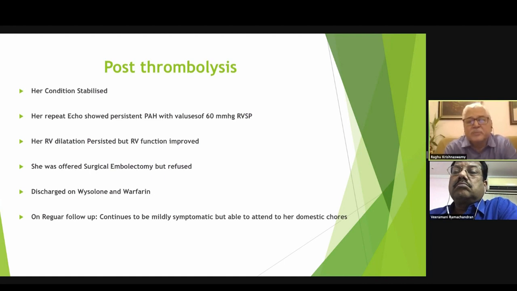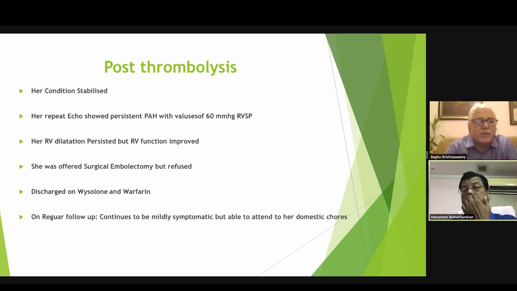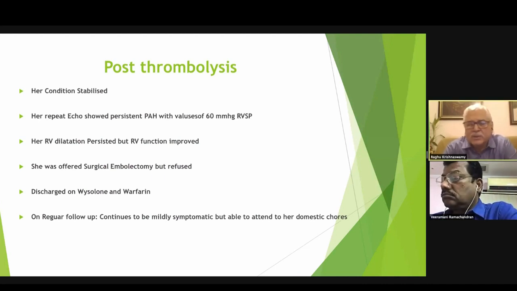Repeat echo showed persistent PH, but the values had come down significantly to 60. Right ventricular dilatation persisted, but the function itself improved. She was offered surgical embolectomy before discharge, but she refused.